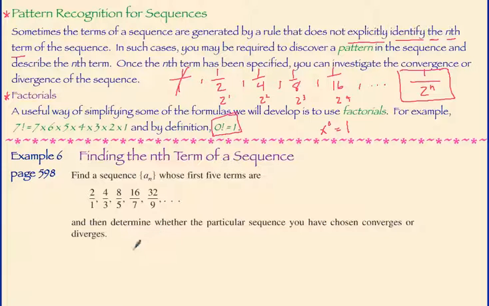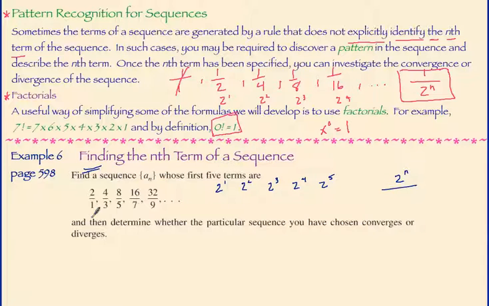So on example 6, page 598, let's find the nth term of a sequence by trying to figure out the pattern of numbers that we see here. Now for the numerators, it seems like I've got 2 to the 1, then 2 squared, then 2 cubed, 2 to the 4th, 2 to the 5th power. That seems like the rule, doesn't it? Therefore, in my nth term, I'll say 2 to the n power, where n is 1, 2, 3, 4, 5, etc.